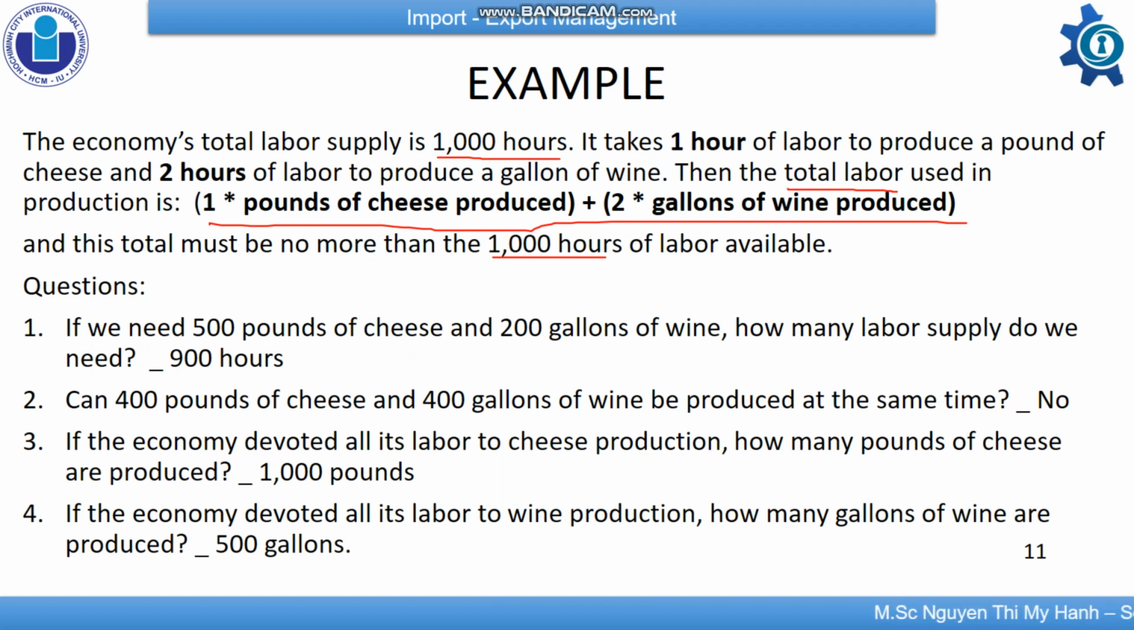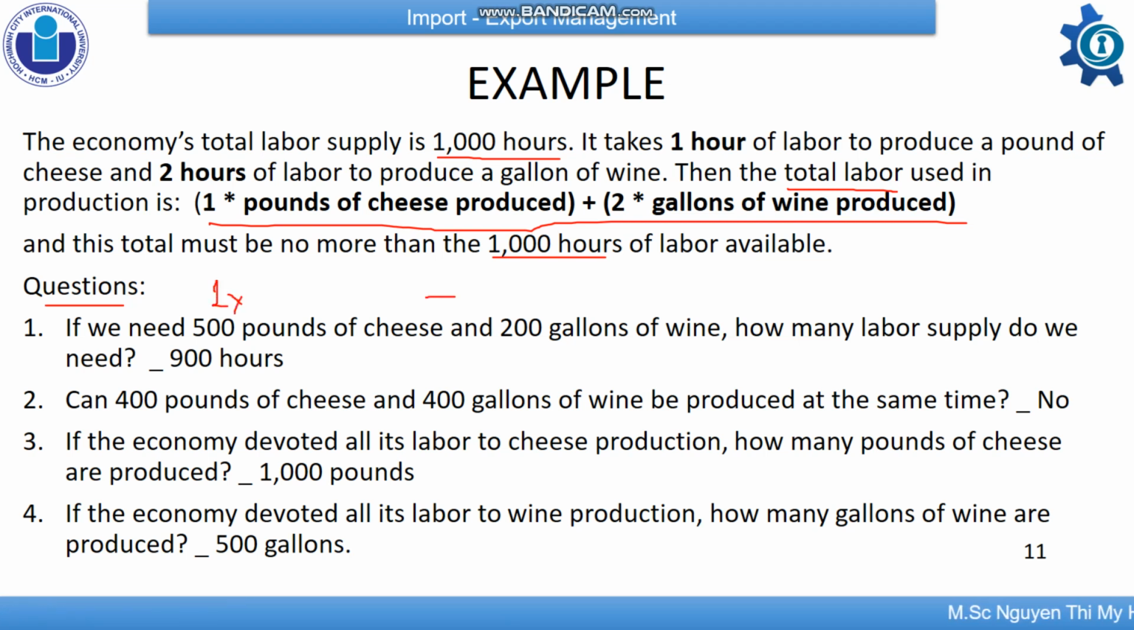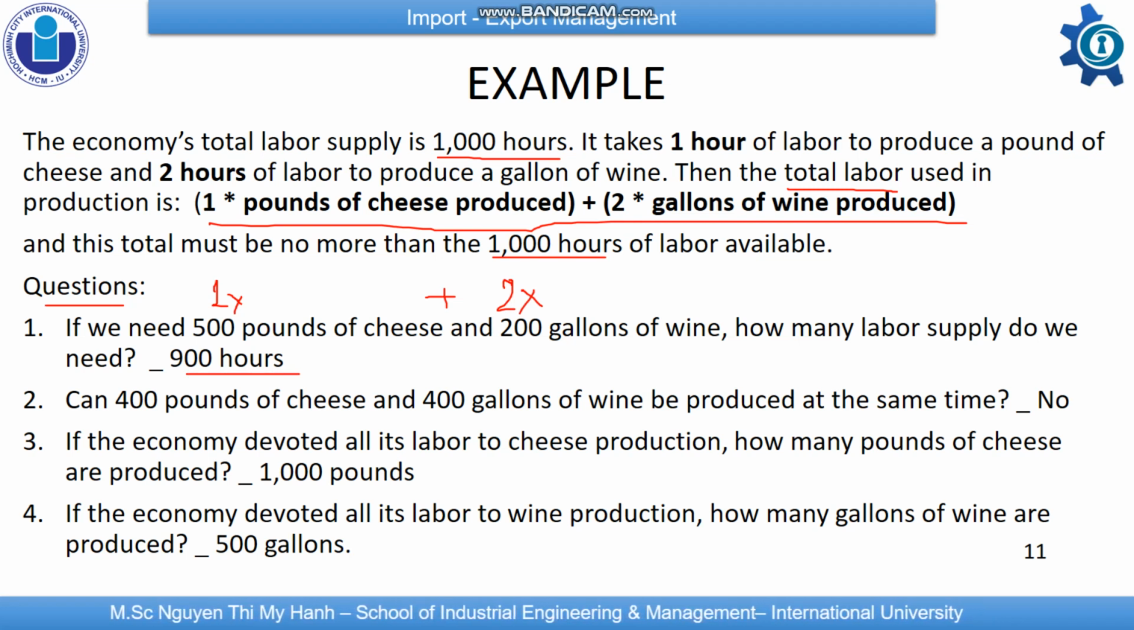Okay, so the question is, if we need 500 pounds of cheese and 200 gallons of wine, how much labor supply do we need? It's easy. We can calculate by 1 times 500 plus 2 times 200. So we need 900 hours.